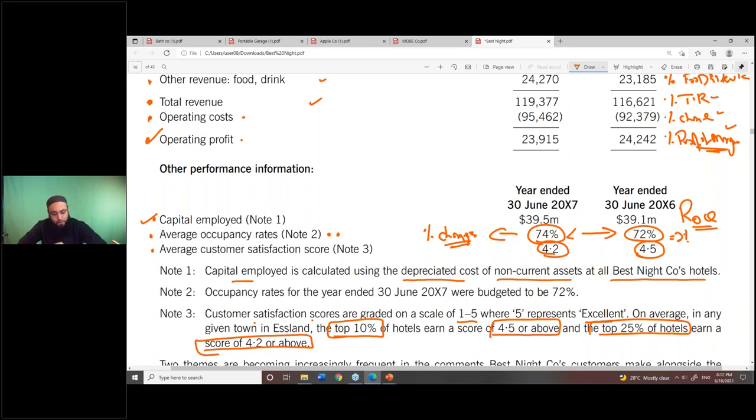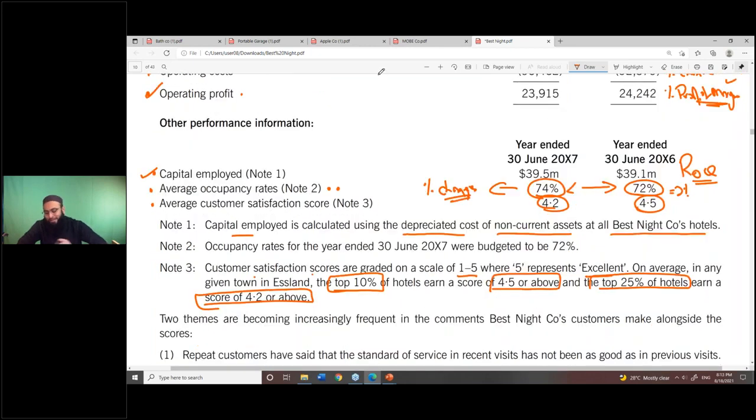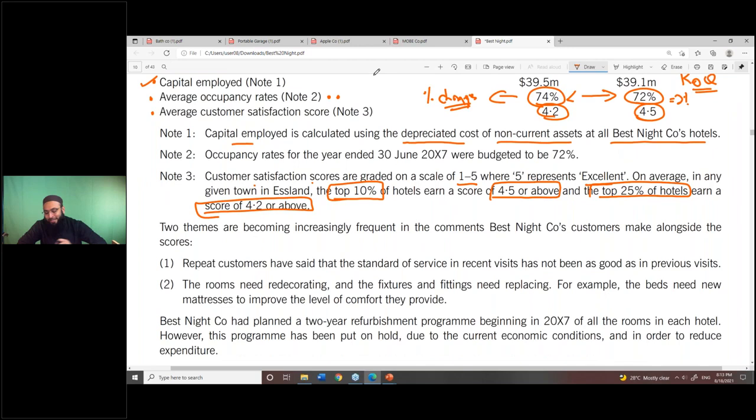Okay. So you can see here, those who are top 10 have a score of 4.5, and those who are top 25 have a score of 4.2. So that's nothing much I can do. It's a score given to me. Two, themes are becoming increasingly frequent in the comments of Best Nights customers make alongside these scores.